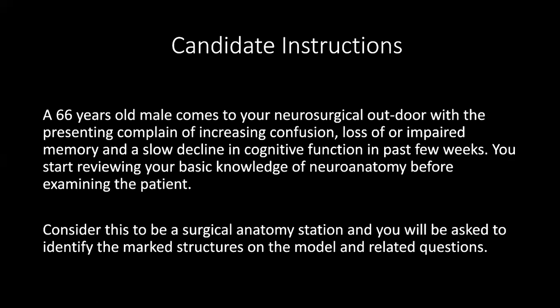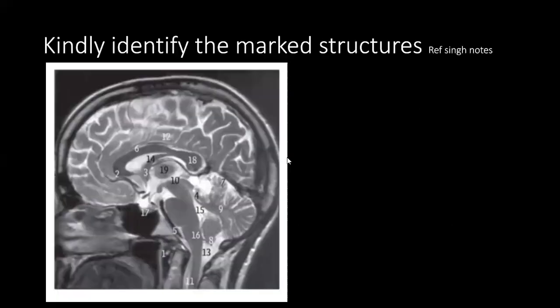Okay, ma'am. If you've read and understood the surgical anatomy station, please help me identify these structures. Which is number 10? Number 10 is the midbrain. Okay. Right. What is 9? Cerebellum. Okay. 18, please. 18 is the corpus callosum splenium.